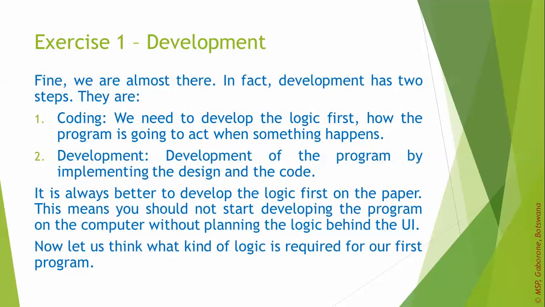Fine, we are almost there. In fact, development has two steps. They are logic and coding. We need to develop the logic first, how the program is going to act when something happens. Then coding: development of the program by implementing the design and the logic. It is always better to develop the logic first on paper. This means you should not start developing the program on the computer without planning the logic behind the UI. Now let us think what kind of logic is required for our first program.